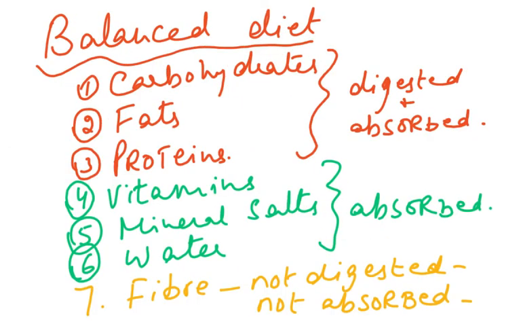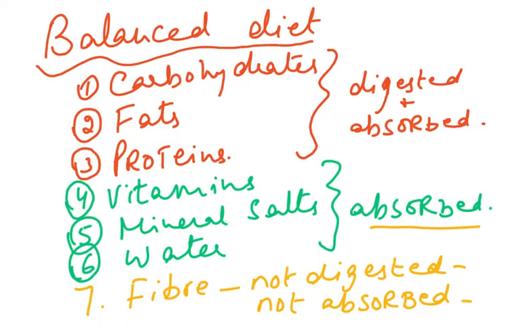Now coming to a balanced diet. Now there are 7 items in a balanced diet. Number 1, carbohydrates, fats and proteins. These of course need to be digested and absorbed. The other 3 are vitamins, mineral salts and water. Now these are only going to be absorbed. They do not need to be digested.